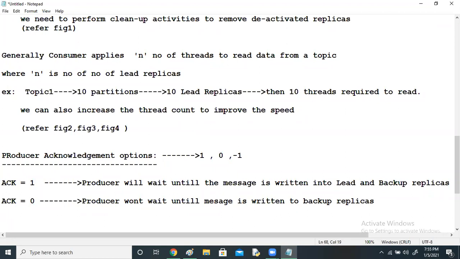It waits until what? Understood this? It waits until the message is written into the lead replica. It won't wait until the message is written to backup replicas. But acknowledgement 1 means it will wait until it is written to lead and backup replicas, whereas here it waits only for the lead replica.